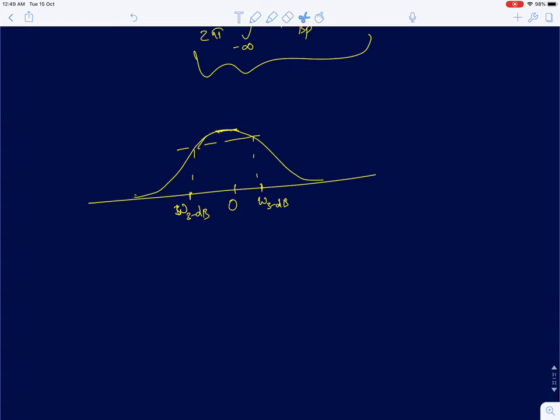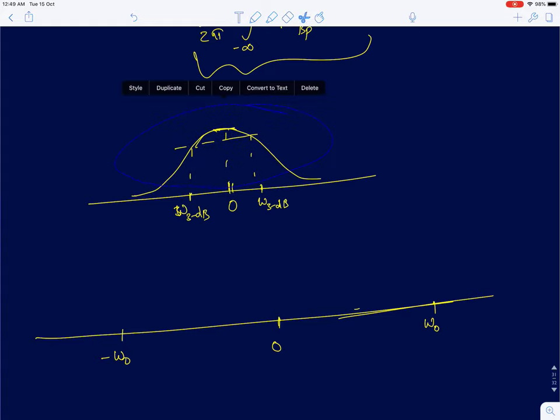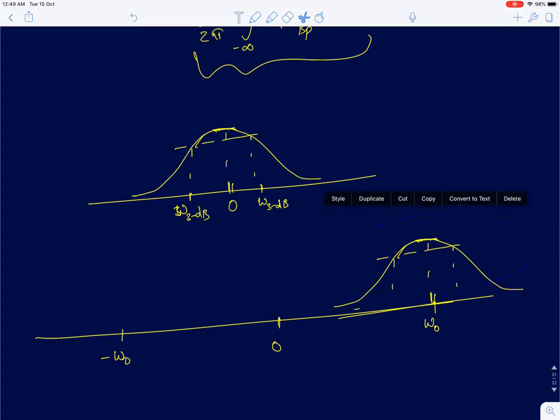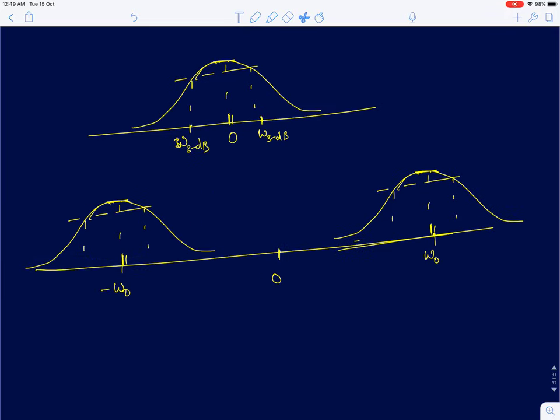Now, what we discussed a few moments ago was that a bandpass filter can be seen as a frequency translated version of a low pass filter. So this is the positive frequencies and negative frequencies. It's a frequency translated version of a low pass filter, translated to both minus and plus omega naught.